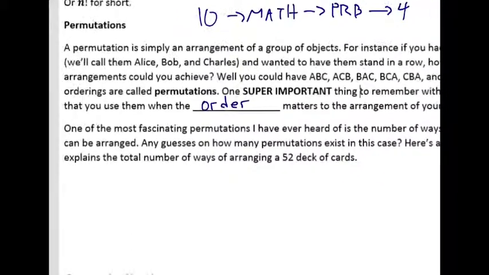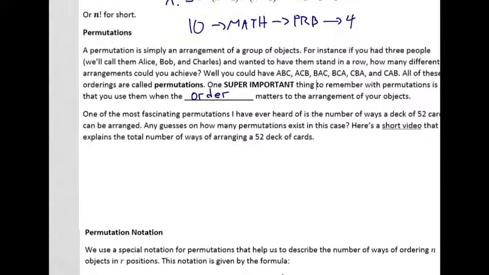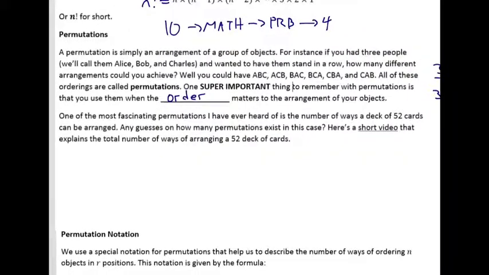One of the most fascinating permutations I've ever heard of is the number of ways you can arrange a deck of 52 cards. Have I shown you guys this video? I think I've shown most of you this video. It gives an unbelievable result. If you had 52 cards and you wanted to arrange them in a particular order, all 52 cards, how many different ways can you do that? Those of you who haven't seen the video, how many ways do you think you can arrange 52 cards? Take a guess.